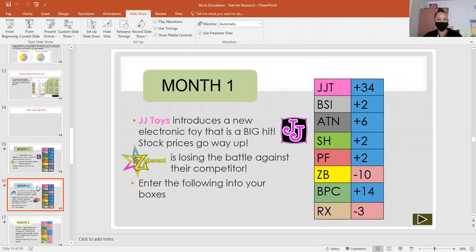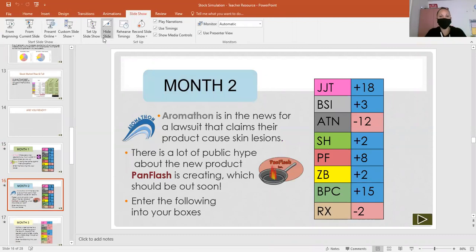All right, so now month 2, Aromathon is in the news for a lawsuit that claims their product causes skin lesions. So notice Aromathon, their ticker ATN, went down 12. There's a lot of public hype about the new product Pan Flash is creating, which should be out soon. Pan Flash went up 8. Enter these into your boxes.